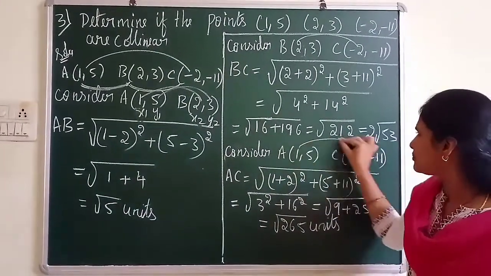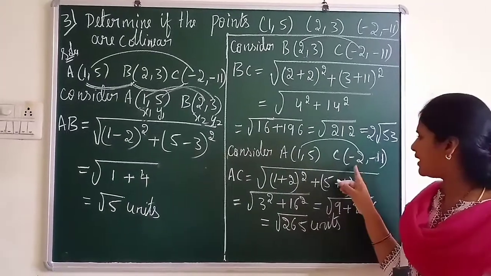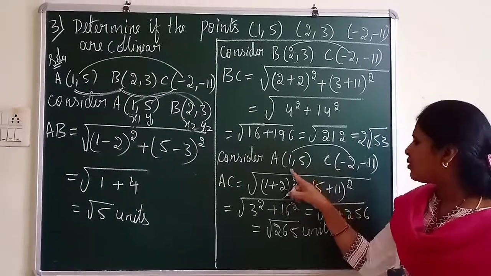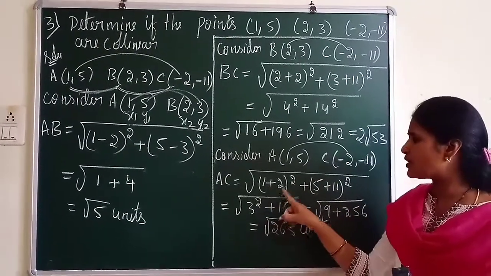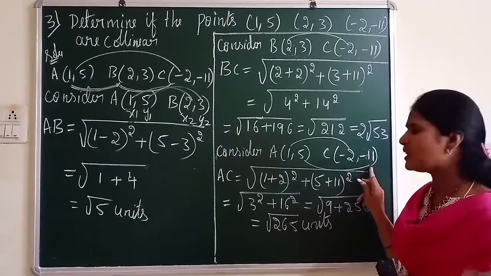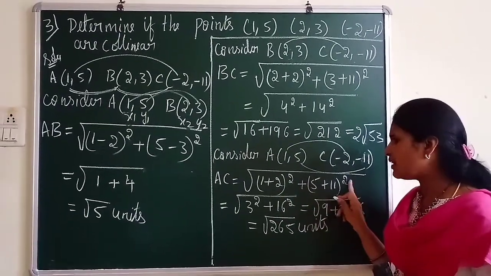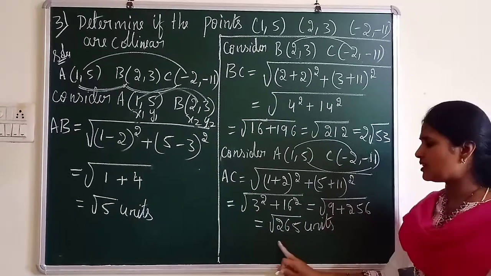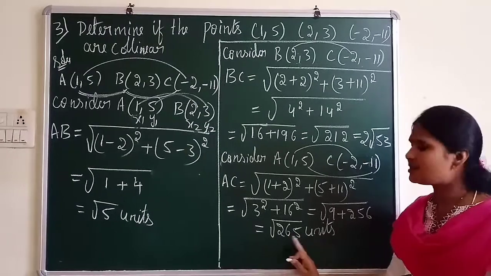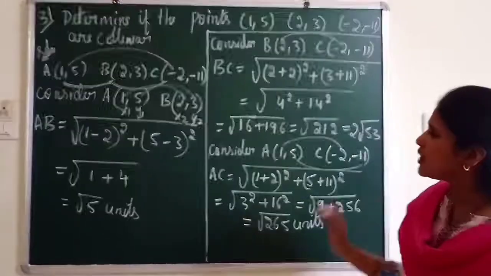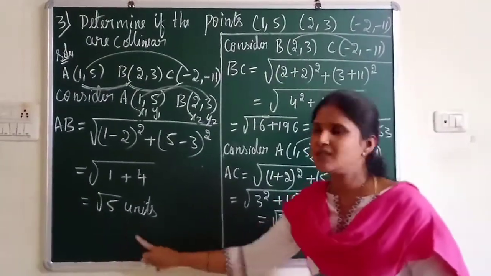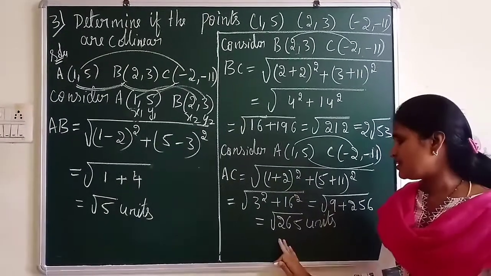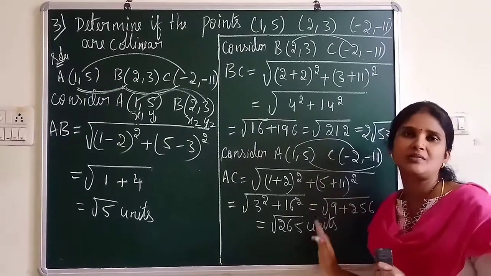So you can again do 1 minus of minus 2. One minus is in the formula and one more minus is in the coordinate. 1 minus of minus 2, that is 1 plus 2 whole square. Next 5 minus of minus 11, that is 5 plus 11 whole square. 3 square plus 16 square, you get root of 9 plus 256, that is 265. So keep it as it is, not a perfect square. So you can observe now the AB value is root 5 units, the BC value I got is 2 root 53 units and AC is square root of 265.